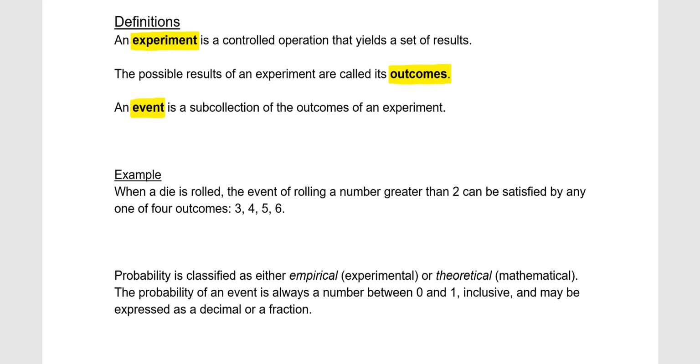So the two types of probability that we're going to be going over in this section are empirical probability, which is also known as experimental probability, and theoretical probability, which is essentially mathematical probability. When we're solving these problems, we have to remember that the probability of an event is always going to be a number between 0 and 1 that represents 0% to 100%, and we can obviously include the 0 and the 1 here. And we can also write these probabilities as a decimal or a fraction.